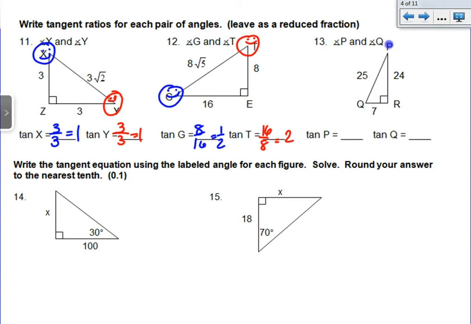Tangent of P would be opposite over adjacent, so 7 over 24. Good news, that does not reduce. Tangent of Q, we already know this, but it'd be 24/7.